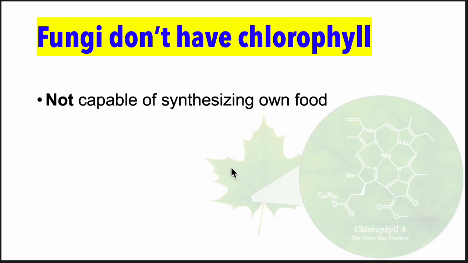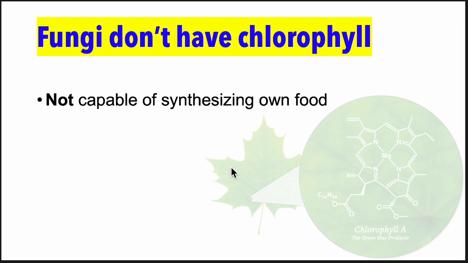Next one, fungi don't have chlorophyll. Meaning they cannot synthesize their own food because, as I have mentioned, they are saprophytic. They are saprobes. They get their food from soil, from water, from organic debris, or any decaying matter. But plants have their own chlorophyll, meaning they can synthesize their own food.